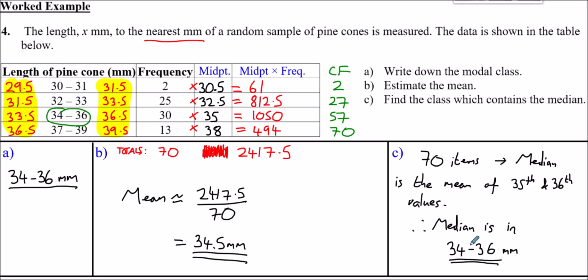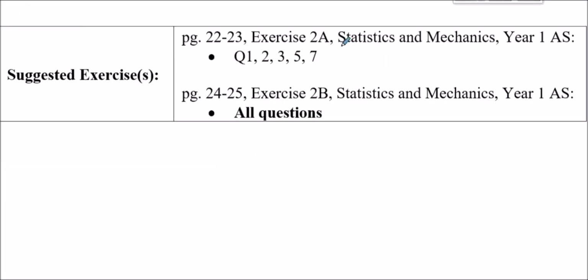So now, over to you. If you could try these for me, so page 22, exercise 2A, have a go at questions 1, 2, 3, 5 and 7. Then once you've done those, a bit more study for you here, from page 24 to 25, exercise 2B, try and rattle off all these questions.